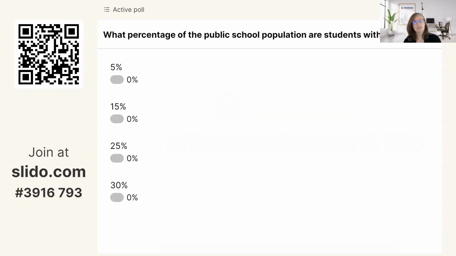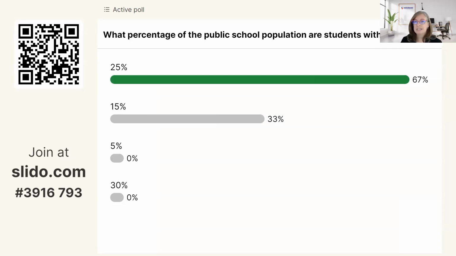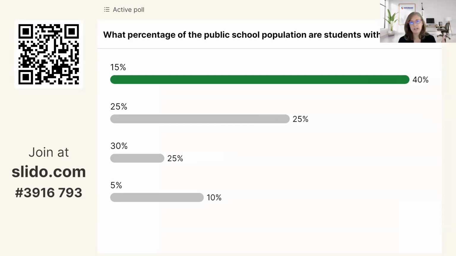If you have your smartphone, you can use it to access the Slido poll with the QR code in the top left corner, or you can use the web address in the bottom right-hand side. Go to slido.com, and our poll number is 3916793. You can keep this tab open. We'll be doing several Slido polls throughout the presentation, and they will automatically refresh when a new question is posted. And I see lots of you are logging in. We're just going to give you all a few seconds to get logged in and answer this question.